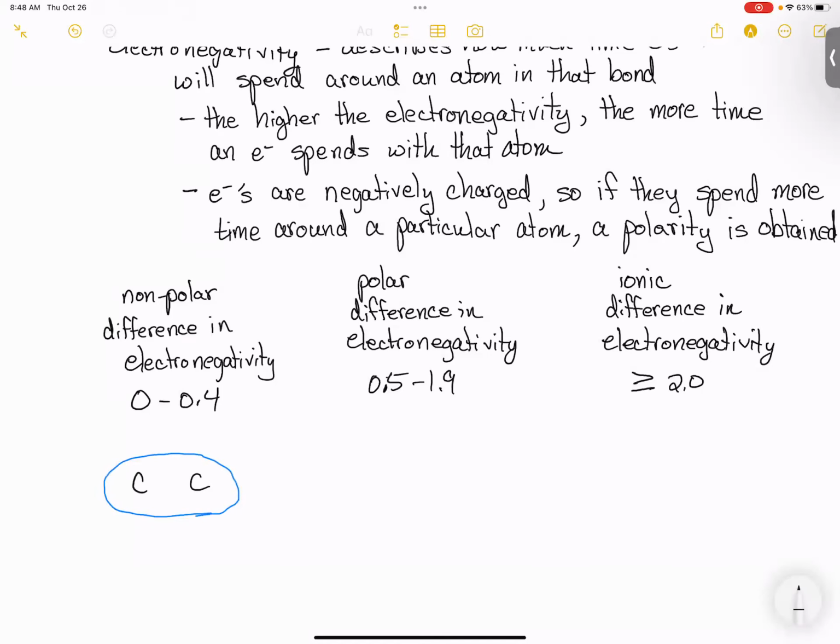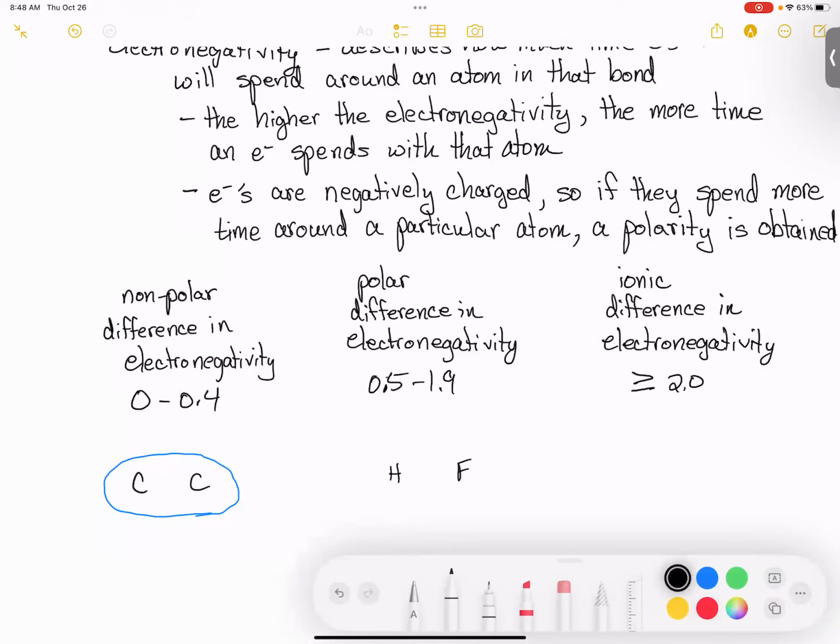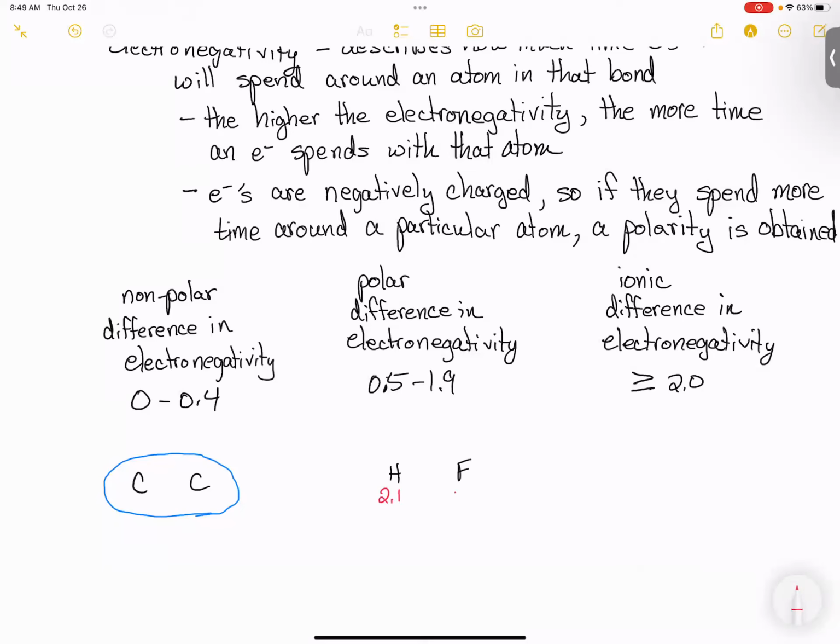Whereas if we talk about something like HF, hydrogen has an electronegativity of 2.1. Fluorine has an electronegativity of 4.0. The difference in this electronegativity is 1.9.